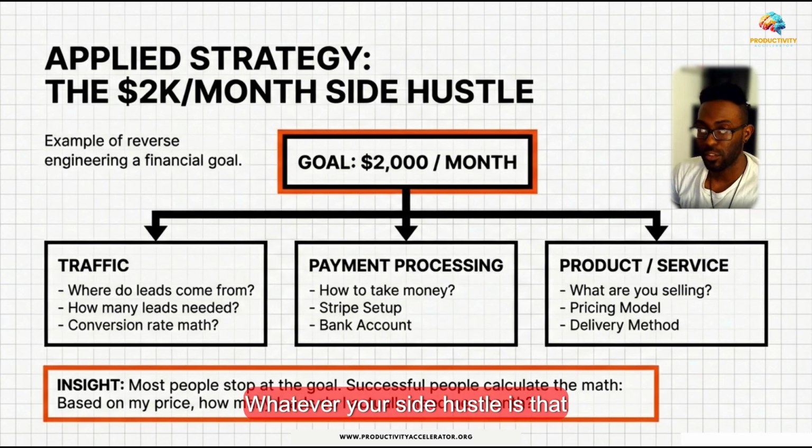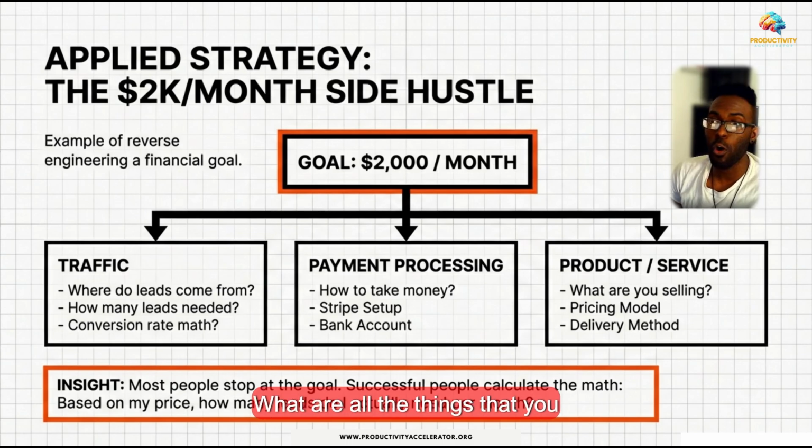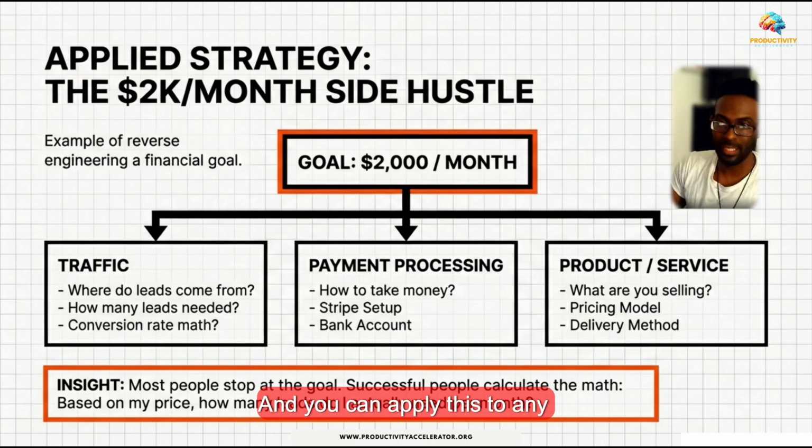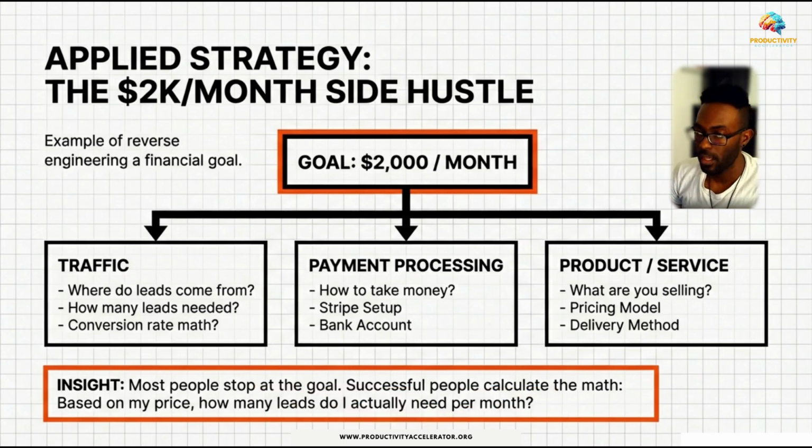Whatever your side hustle is that you've designated, whatever your small business is that you've designated, what are all the steps that will help you get from 0 to 2K? What are all the things that you need? You're going to need the leads. And you can apply this to any single goal, but we're going to just do the side hustle in this video just to give you an idea of the steps you should be taking. You're going to find a way to get leads.